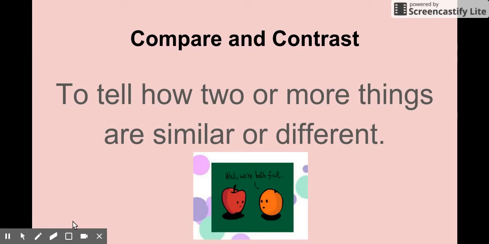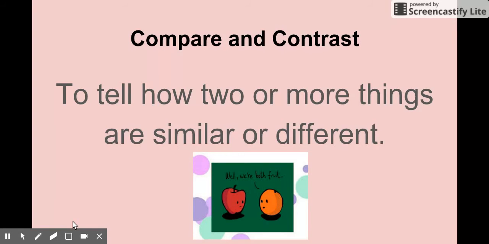Now, the first text structure that we have learned about is compare and contrast. Now, compare and contrast is to tell how two or more things are similar and different. Now, the word compare, what does compare mean? That's right. Compare means to tell how two or more things are, what's that word? Alike or similar. And the other word is contrast. And contrast is what? Good job. Contrast is to tell how two or more things are different.